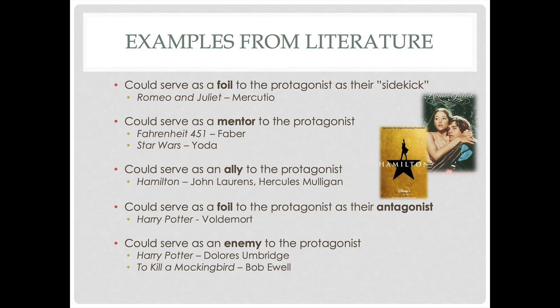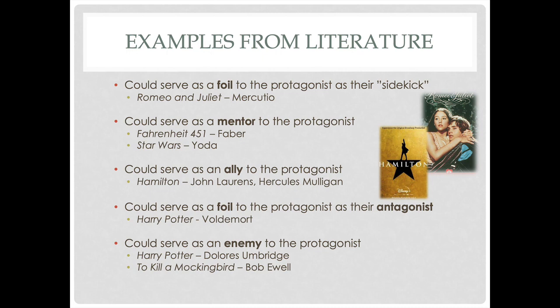Another example where we have a static character serving as a mentor could be the character of Faber in the book Fahrenheit 451. Faber gives advice to the main character, Montag, about what he should do about wanting to bring down the system. Faber is that way the first time we meet him. He is that way the last time we see him in the text.